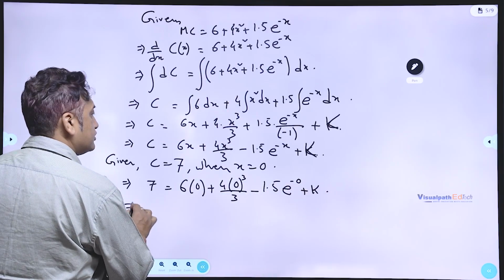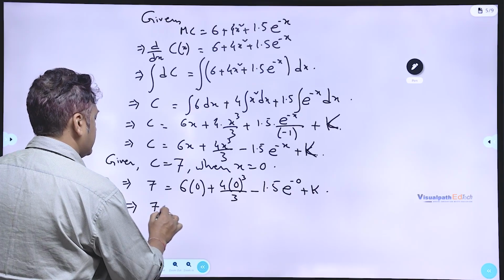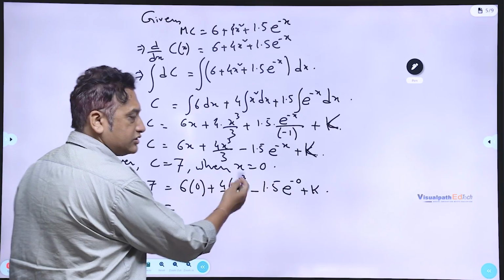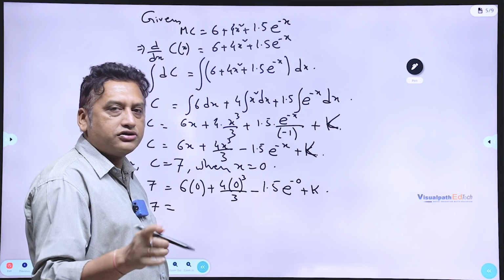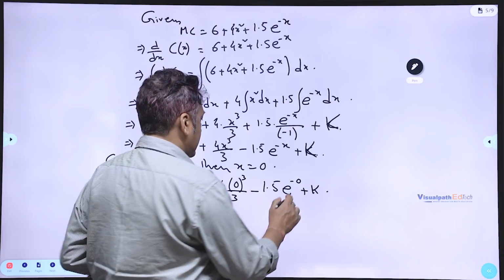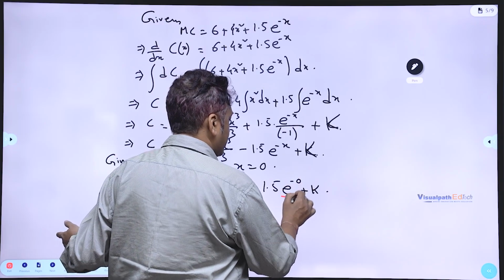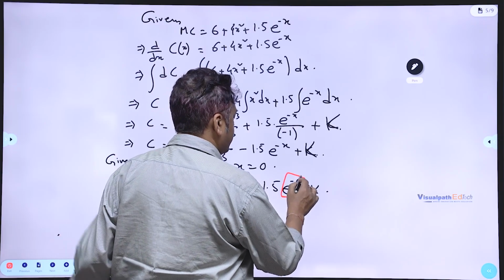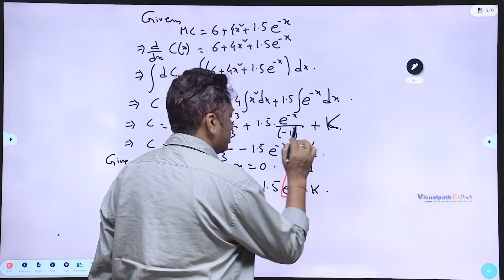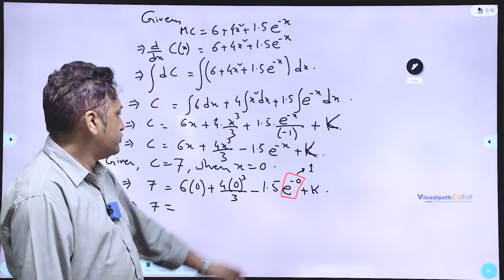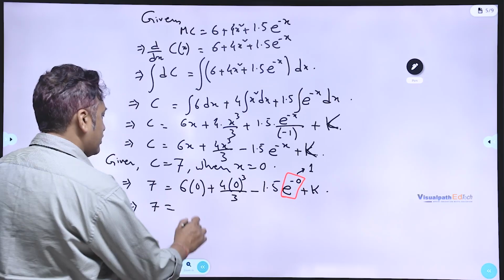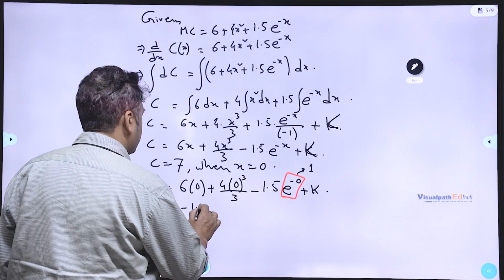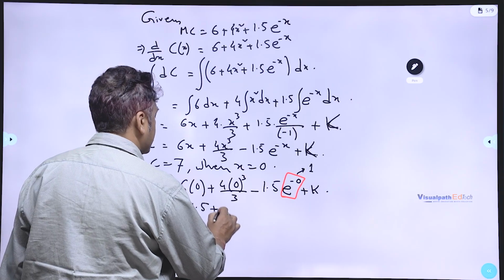So this is 7 is equal to, this is 0, this is 0. Anything to the power 0 is 1, whether it's plus 0 or minus 0, it will be 1. So this entire thing will now become 1, because anything to the power 0 is 1. So we'll only get 1.5 into 1, which is 1.5. So we'll get minus 1.5 plus k.